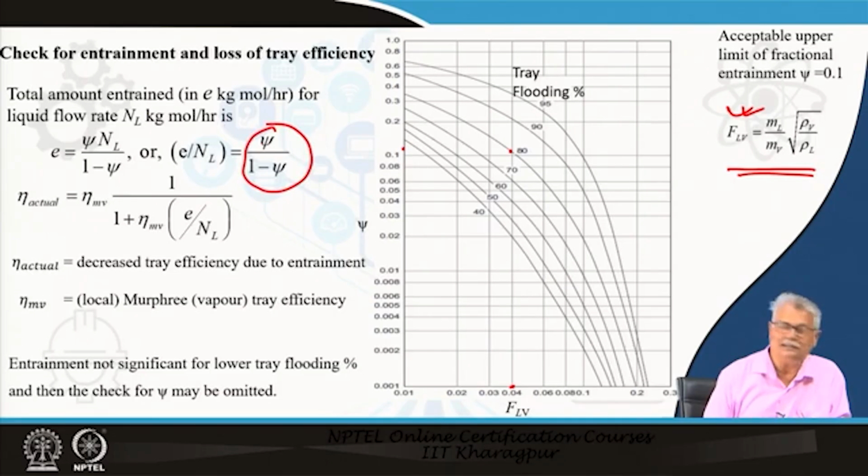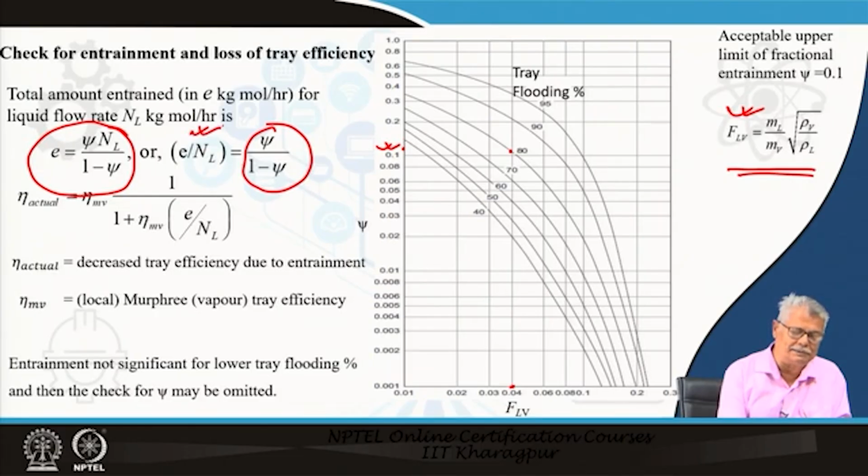The entrainment quantity E in moles per hour and the moles of liquid flowing across the tray, if it is NL, the relationship in this particular case is given by this. Or in other terms, E upon NL is equal to psi upon 1 minus psi. We have just found the value of psi, which is noted from here. So, it is possible for me to know, or rather I know at this particular point, the value of E upon NL.